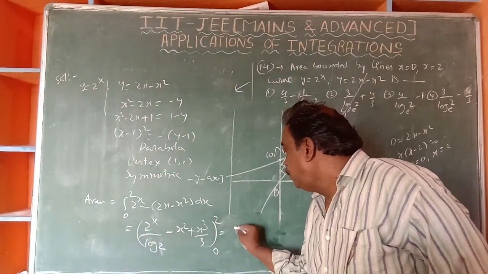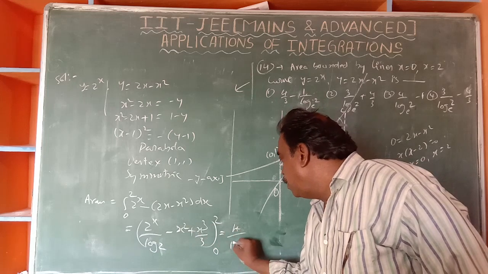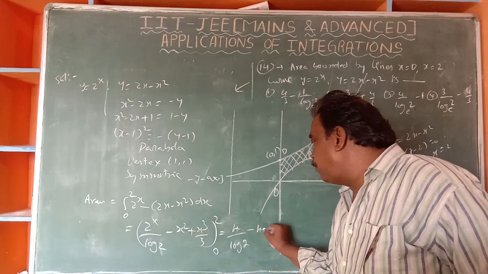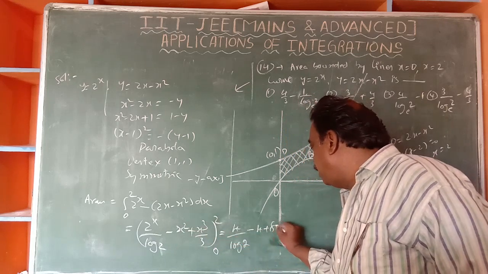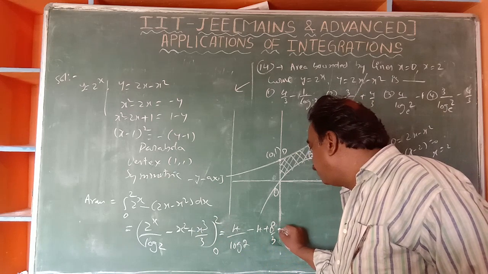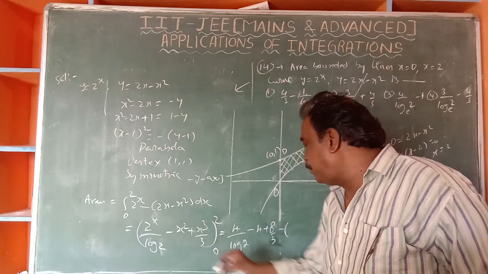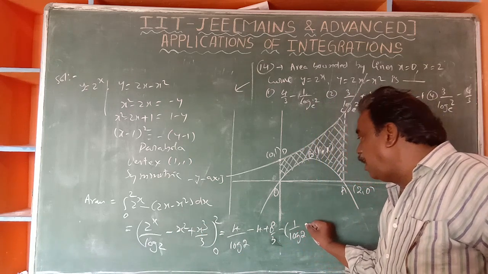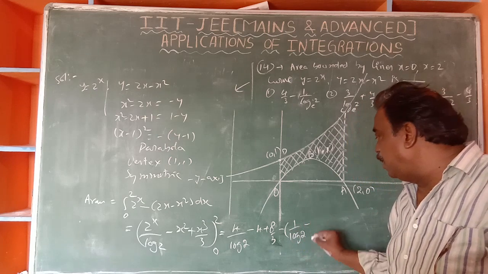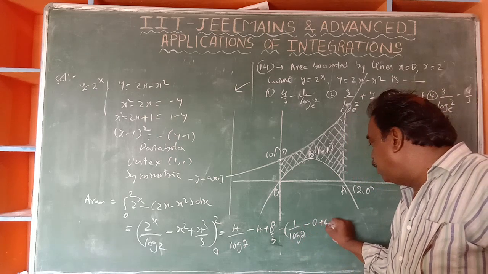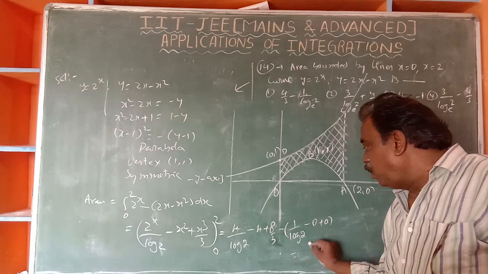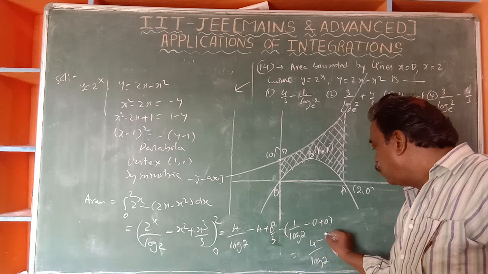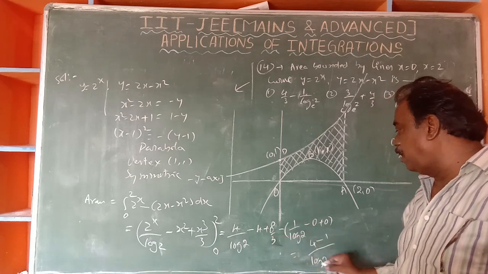First, the upper limit. It is 2 square is 4 by log 2 minus 2 square is 4 plus 2 cube is 8 by 3. Okay, now minus 0 substitute. It is 2 power 0 is 1 by log 2 minus 0 plus 0. Okay, now so it is 4 by log 2 minus 1 by log 2, same. So 4 minus 1 by log 2.